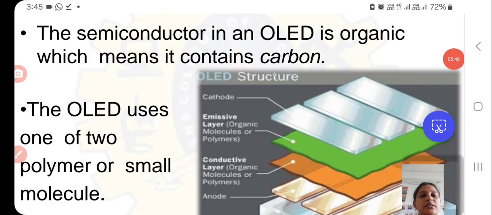We will discuss this OLED in detail in the next video. Thank you for listening.